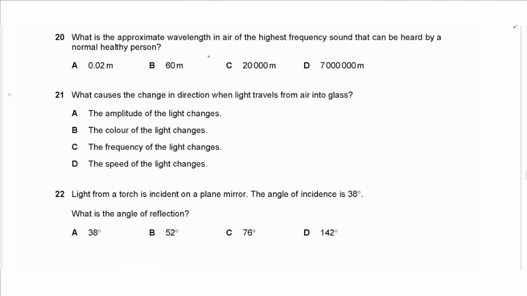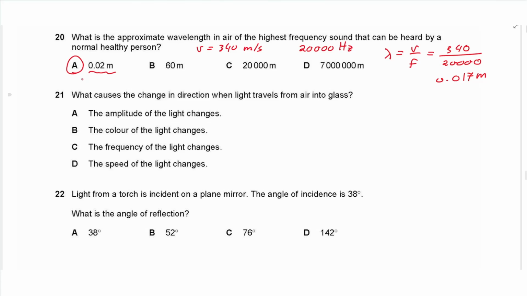Question 20 says, what is the approximate wavelength in air of the highest frequency of sound that can be heard by a normal, healthy person? If we assume the speed to be 340 meters per second, which we should know, and the highest frequency heard is 20,000 hertz, we can calculate the wavelength equal to speed over frequency. So we have 340 divided by 20,000. That gives a value of 0.017 meters, which is approximately 0.02, so we can say that the answer is A.